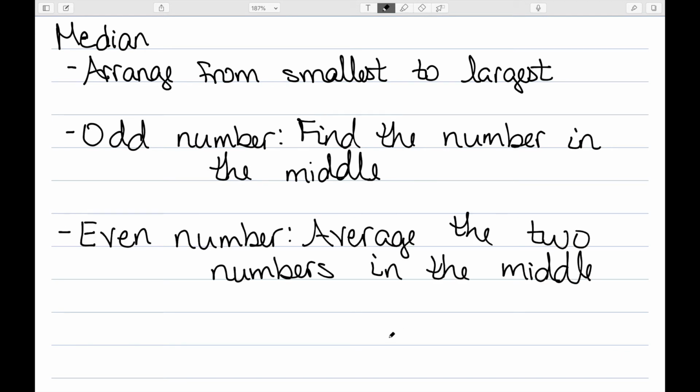For an even number of data points, we need to average the two numbers in the middle. So if we have an odd number, there will be exactly one number in the middle, but if we have an even number of data values, there will be two. Let's look at some examples.